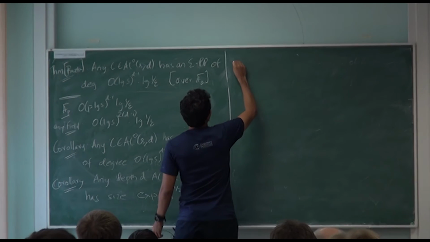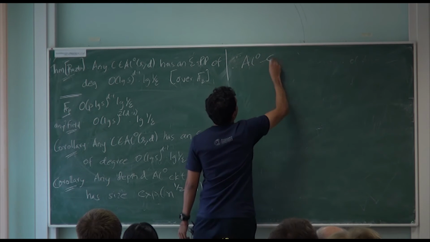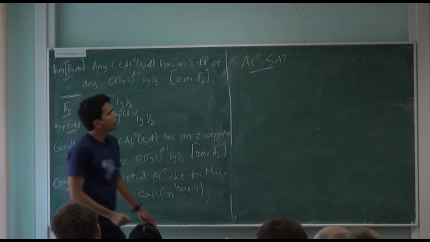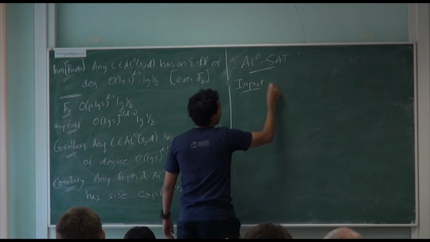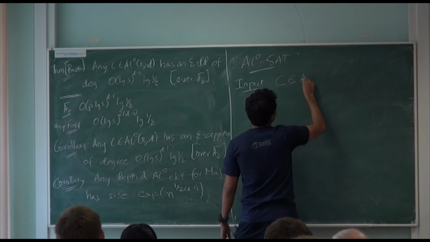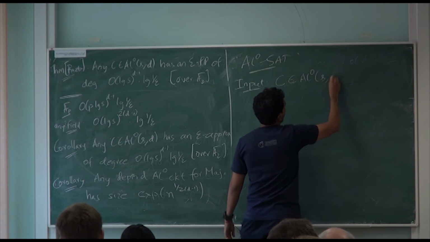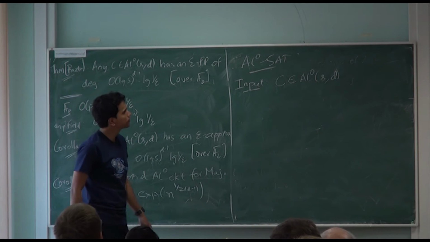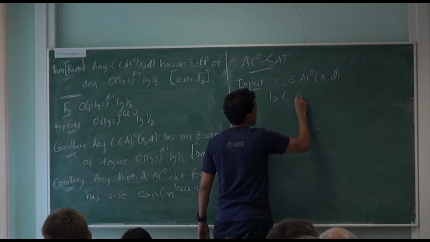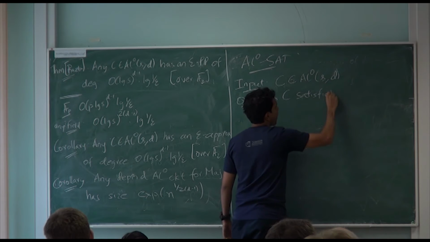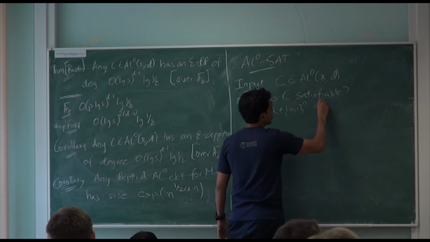So what problem am I going to be talking about? I'm going to talk about the SAT problem, let me say AC0 SAT. It's an algorithmic problem. The input to the problem is a circuit C in AC0. We can assume that some size parameter and depth parameter are fixed beforehand for the problem. And the question is, is C satisfiable? So does there exist an A such that C of A equals 1?